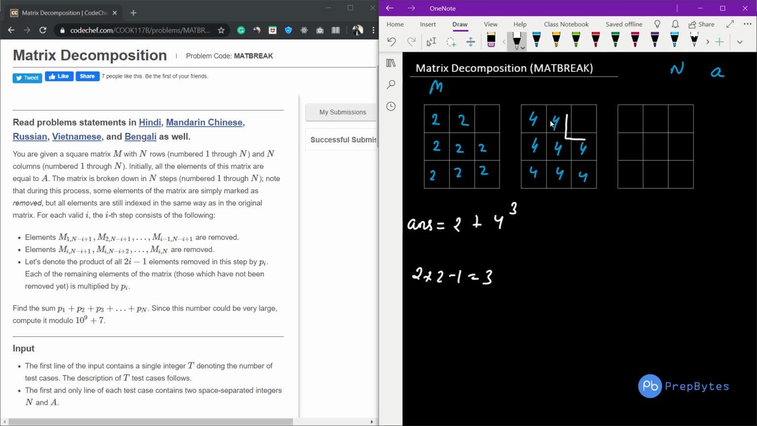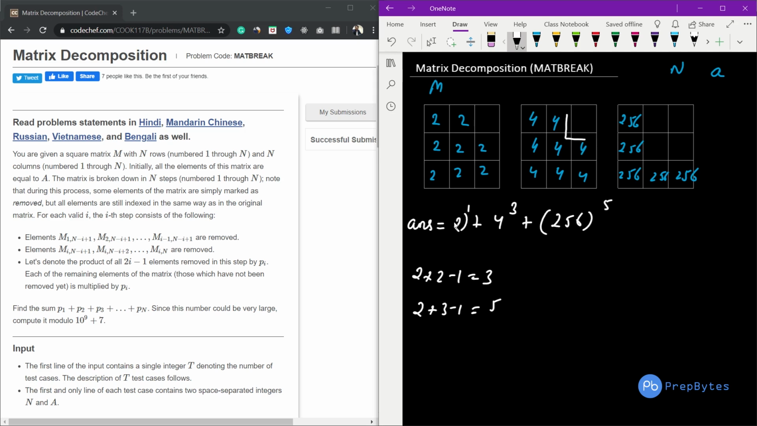Also we need to multiply this result, 4 to the power of 3, to the rest of our inputs that are remaining. 4 to the power of 3 is 64, and 64 into 4 will give me 256. Then again for the next 2 into i minus 1 elements, so 2 into 3 minus 1, which is 5 elements, you have to add the multiplication of all these 5, so 256 to the power of 5.